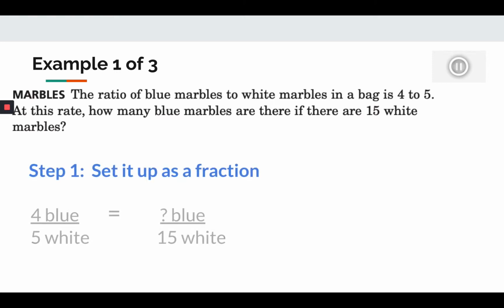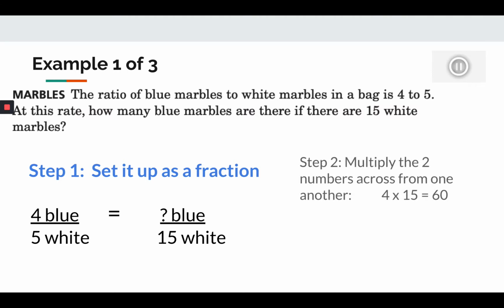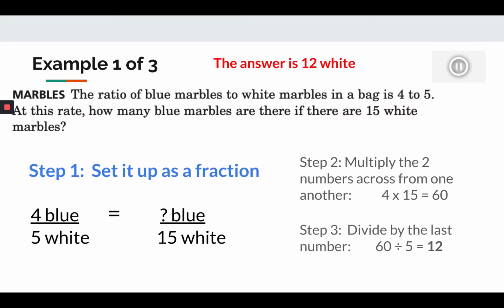First step, set it up as a fraction. 4 blue over 5 white. How many blue over 15 white? Second step, multiply the two you have across from each other. 4 times 15 is 60. Third step, 60 divided by 5 is 12. And if you got this, congratulations, your answer is 12 blue marbles. Let's do 2 more.